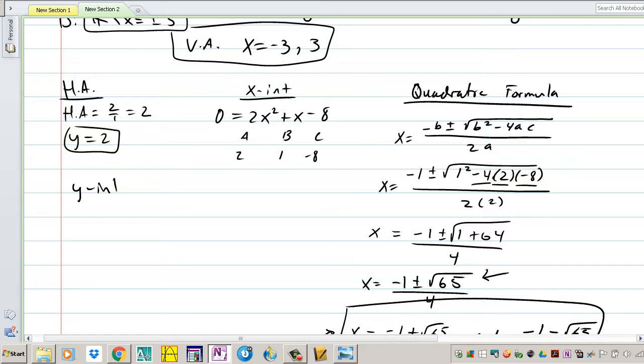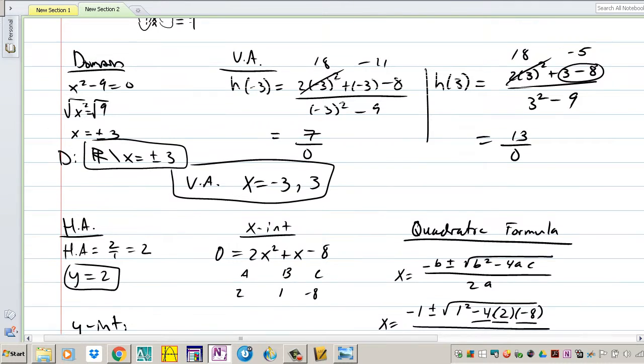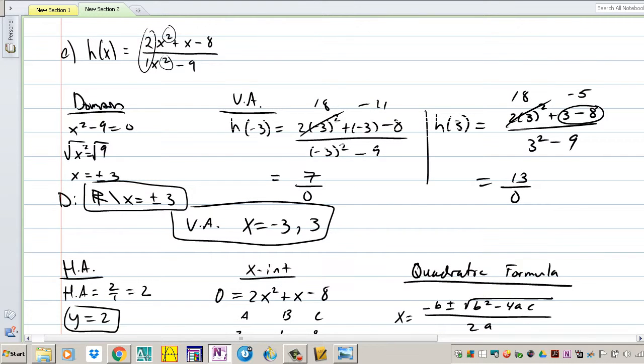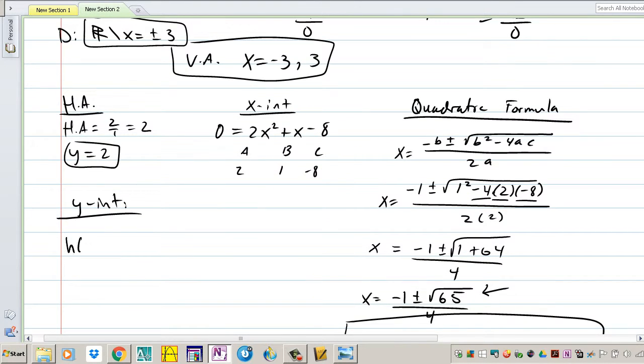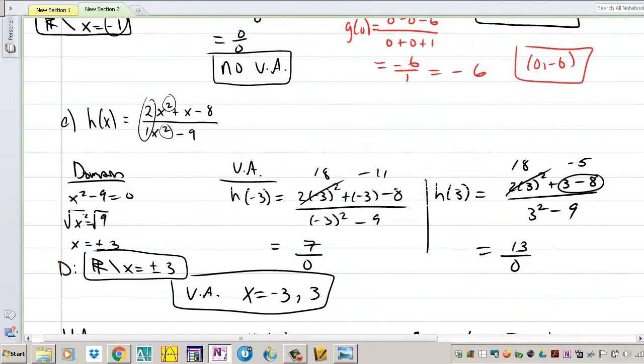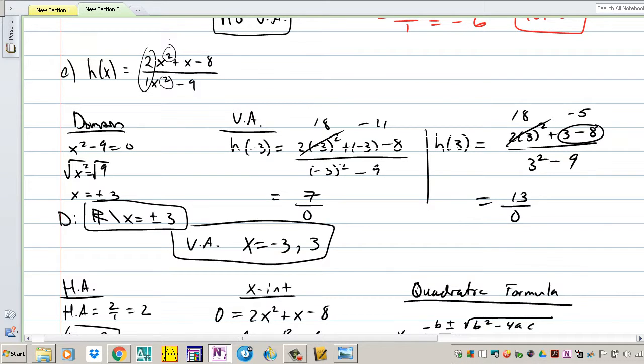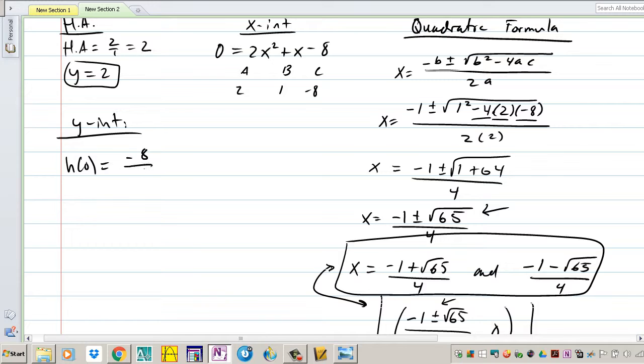Now let's do the y-intercept. Y-intercept is we set all x's equal to 0 and we solve. So h of 0 is equal to, if I'm going to plug in 0 for every x, it's going to be 0, 0, 0. So it's going to be these two divided. Negative 8 over negative 9, which is positive 8 over 9. So my y-intercept is 0, 8 over 9.